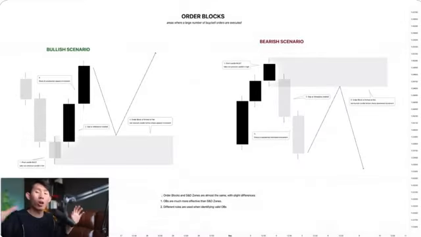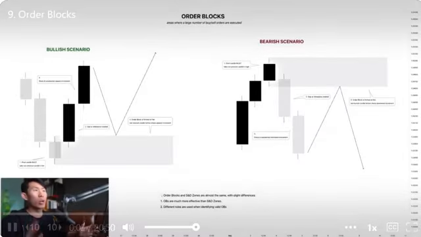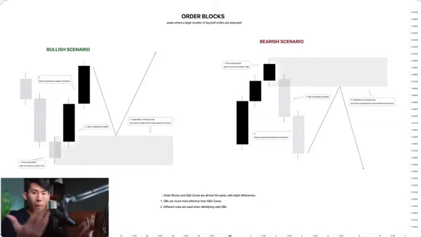So firstly, what are order blocks? Order blocks are basically areas on a price chart where large market participants like banks and financial institutions place a substantial amount of buy or sell orders. That is why they are called order blocks. It's literally in the name, guys. Now, order blocks and supply and demand zones are very similar, with just a few differences.